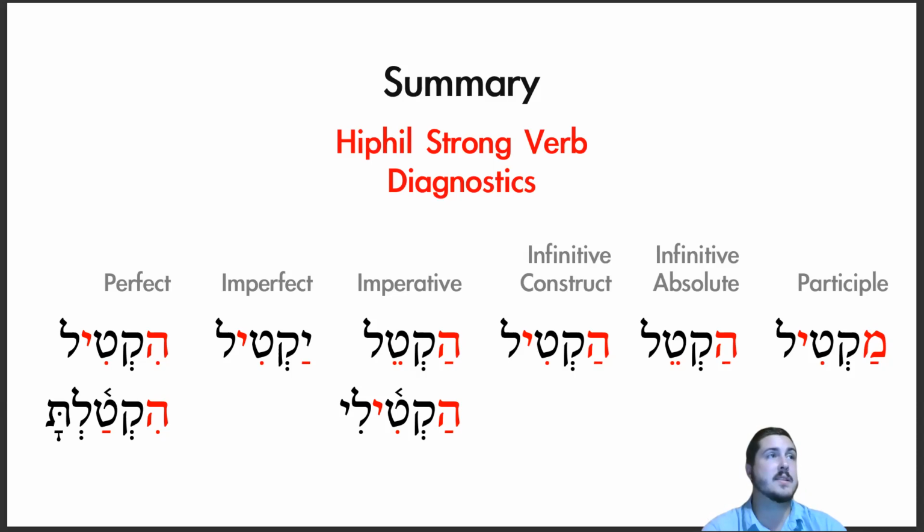Okay, so 4 out of the 6 have a hey. And every one of them, except some of the perfects, have either a hireq yod or a tsere as the stem vowel. And then the other thing to look for is the A-class vowel under the very first letter right here. Patach, patach, patach, patach, patach. Okay, so there's your 3 things.